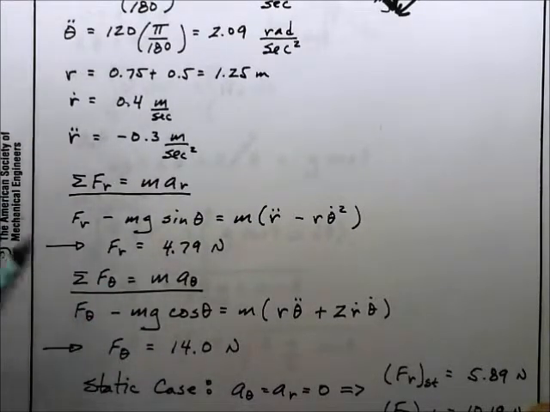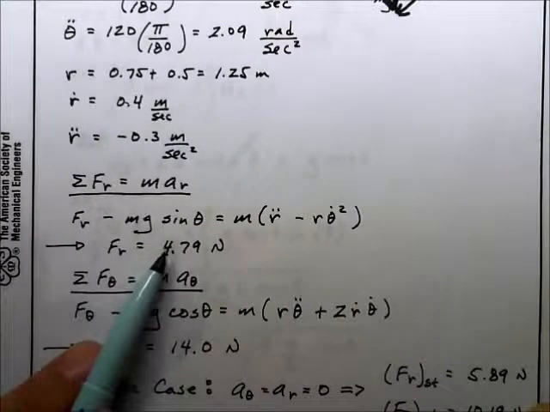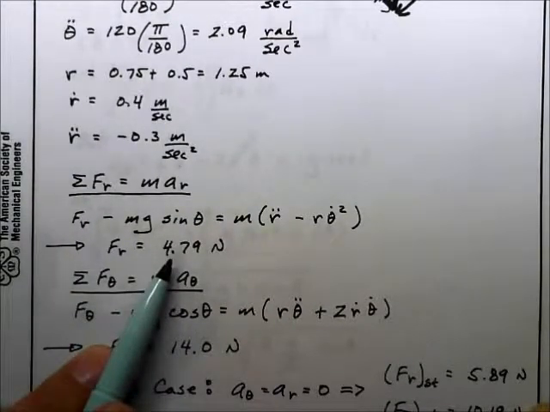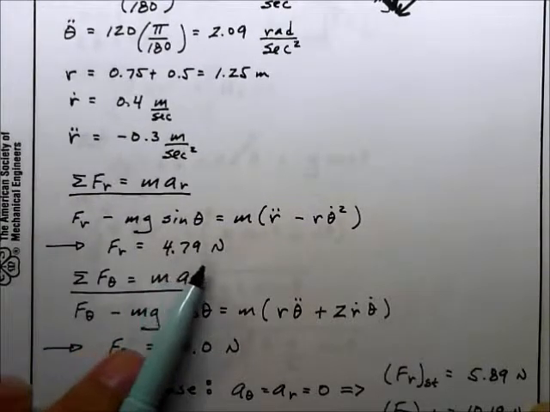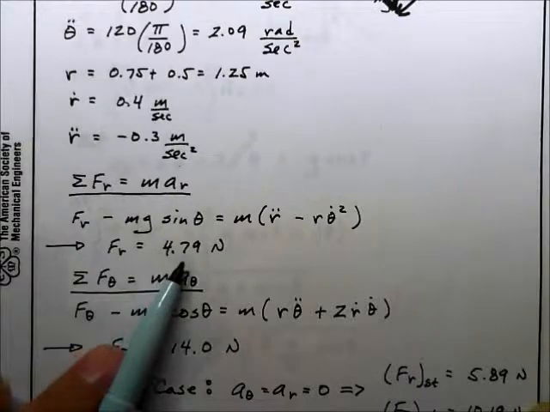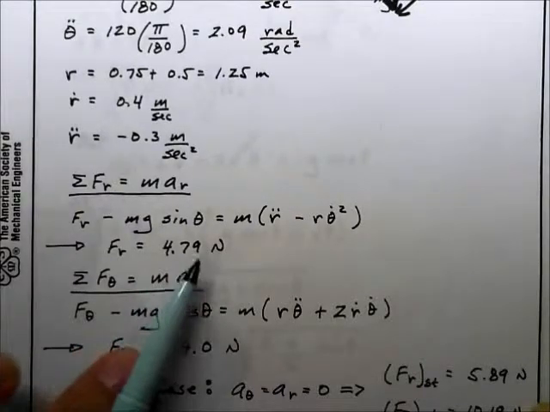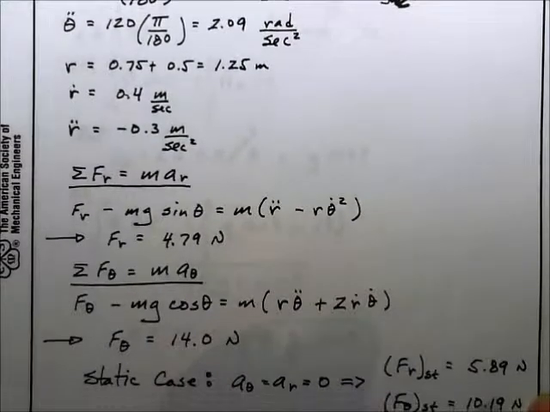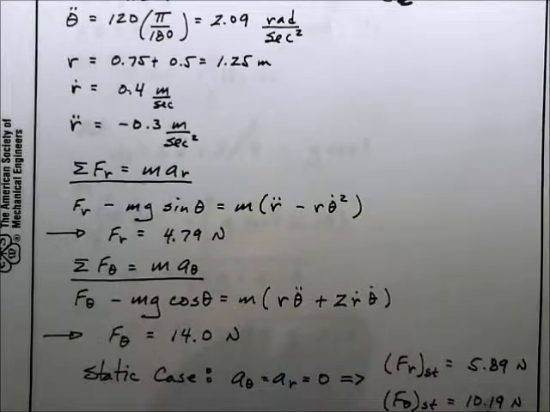Significantly different, and one of them is smaller. The radial direction force is smaller in the dynamic version because the rotation gives a bit of a centrifugal force outward. So it is higher in the statics, but the dynamics is higher in the theta direction because we're accelerating the particle upward, where in the statics version we're merely holding it with a 10.19 force.